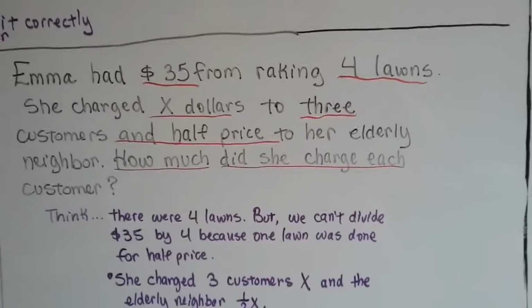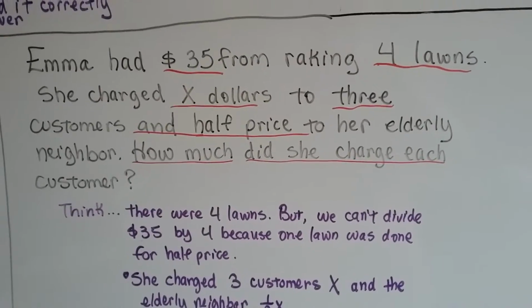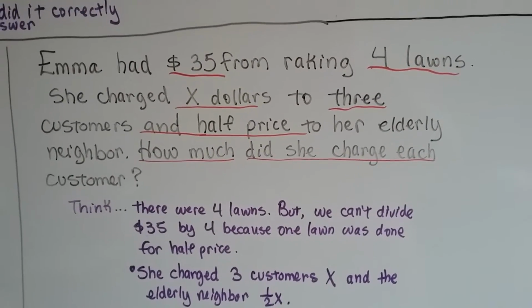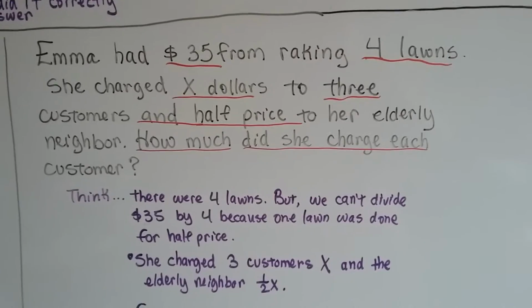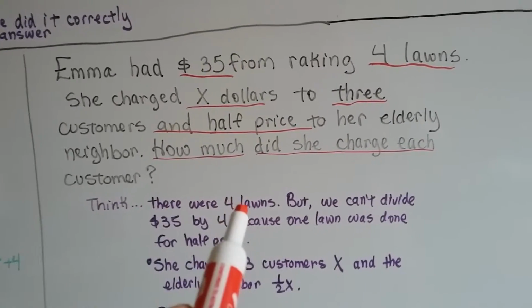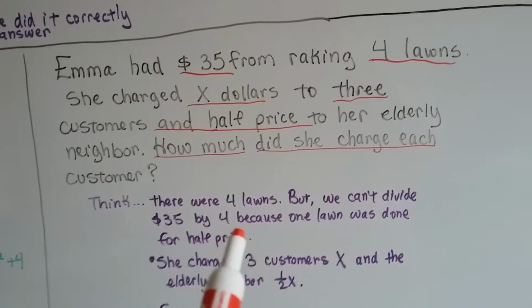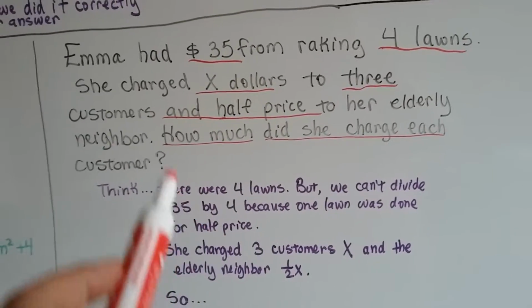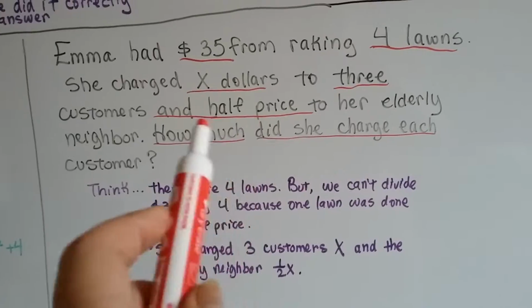Emma had $35 from raking 4 lawns. She charged X dollars to 3 customers and half price to her elderly neighbor. How much did she charge each customer? All right, there were 4 lawns, but we can't divide 35 by 4 because one lawn was done at half price to the elderly neighbor.